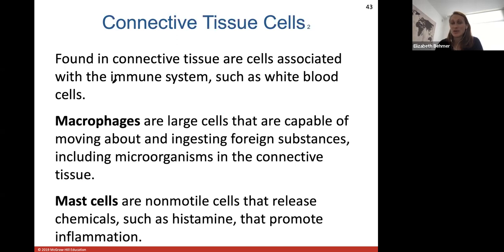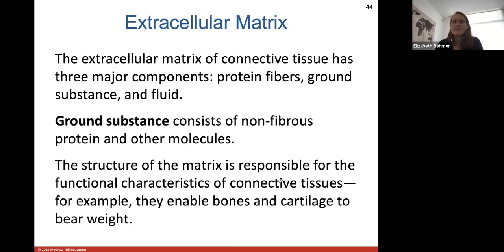Some cells are associated with the immune system, like white blood cells. We have macrophages, which ingest foreign substances. Mast cells do not move, and they release chemicals like histamine that promote inflammation. So those are some of your immune system cells. And then the extracellular matrix is anything that is not cells in connective tissue. The three major components of extracellular matrix are protein fibers, and each type of connective tissue will have different types of fibers, ground substance, and fluid.